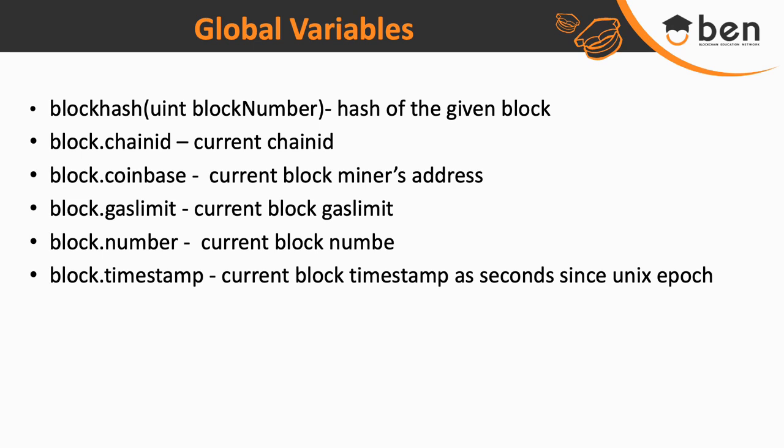Block.timestamp is one of the most used global variables. It tells you the current block timestamp as seconds since Unix epoch. So what do you mean by this? Block.timestamp gives you the current time in Unix time, and Unix time means that the epoch is set to happen on 1st January 1970.